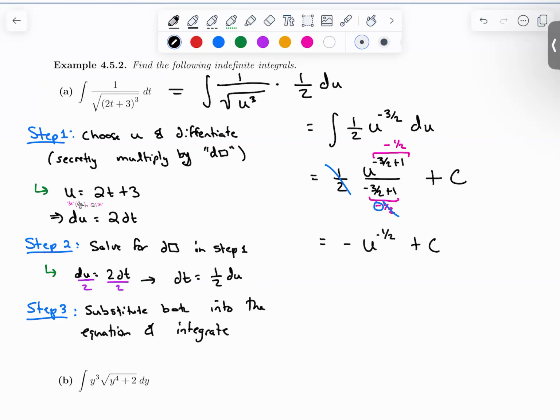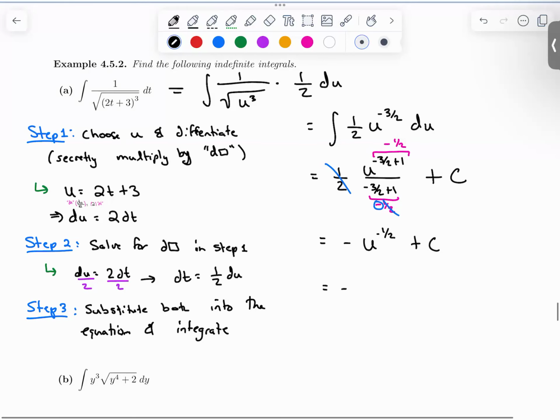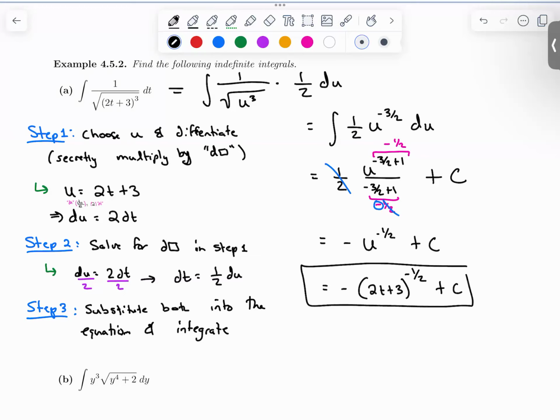But we want our original integral to be in the same variable from the beginning. So we claimed that u was equal to 2t plus 3. So this will be negative quantity 2t plus 3 to the negative 1/2 plus that constant c. And if we were going to use this for anything, I might convert it back to radical form to write it as negative 1 over the square root of 2t plus 3. But since we're just finding this indefinite integral, we're done.